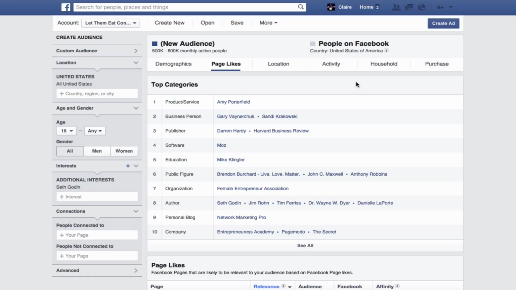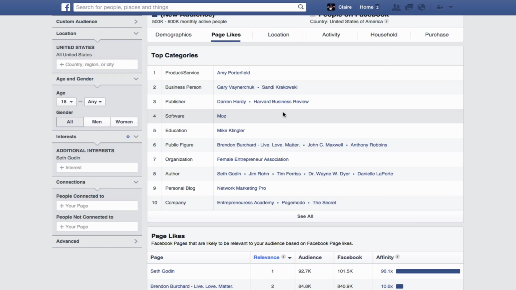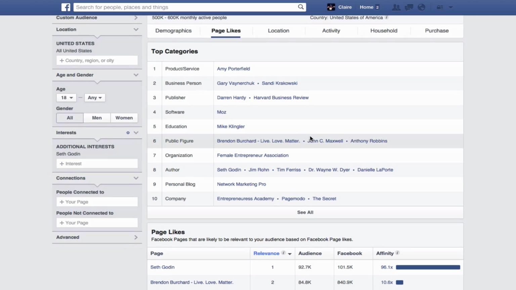This is already pretty interesting, because it hadn't occurred to me to necessarily use something like Moz, which is software that I'm sure a lot of my target audience might be interested in, in my targeting. I was sort of thinking, what are other people that are like Seth Godin? But definitely you want to use software, other companies. If they have the same audience, they don't have to be a very small business like you. They don't have to have the same products or services as you. They can have different products and services. Then, none of these are really that surprising: Brendon Burchard, John C. Maxwell, Anthony Robbins.